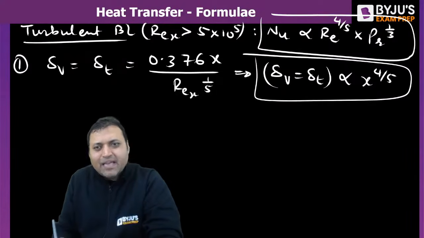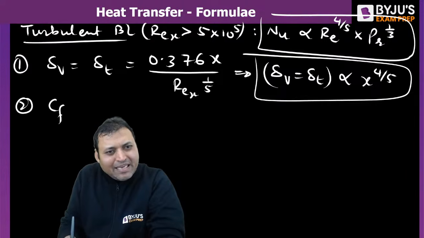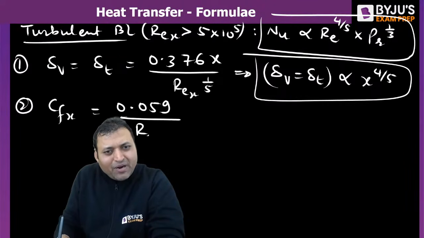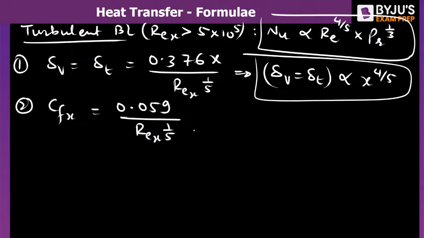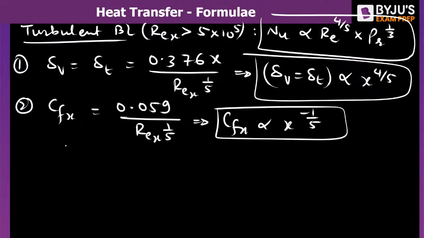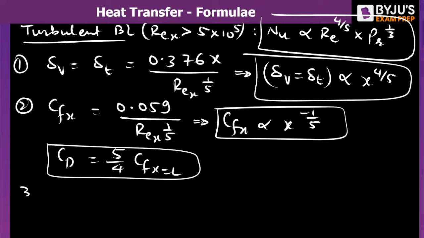And the next formula is Cfx is equal to 0.059 upon Rex to the power 1 by 5. So Cfx is proportional to x to the power minus 1 by 5. And CD is equal to 5 by 4 Cf at x is equal to L. That is the average drag coefficient.